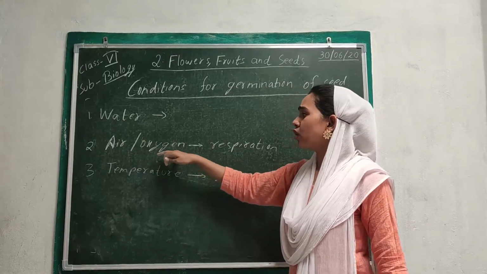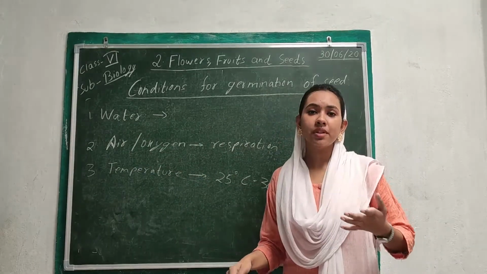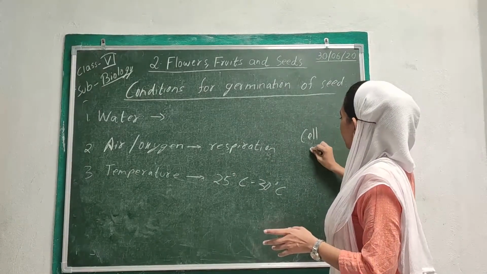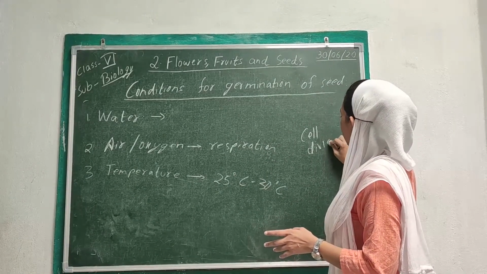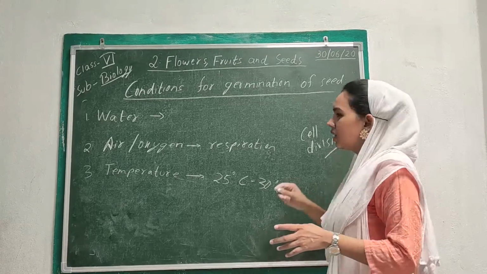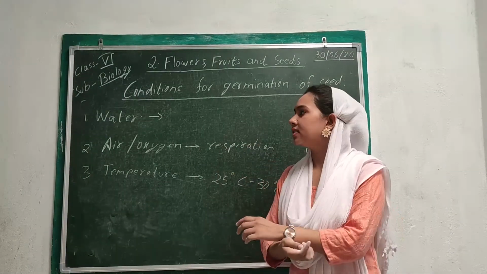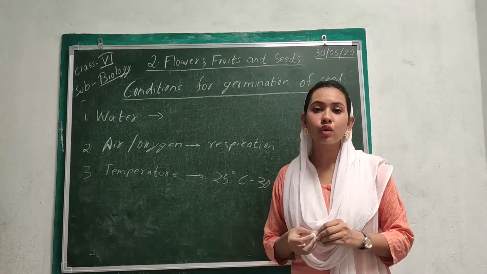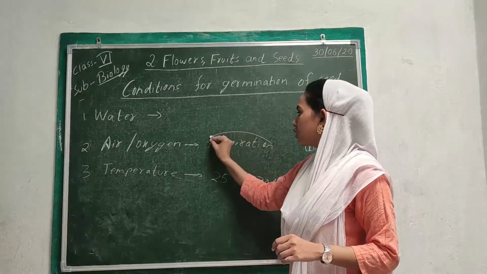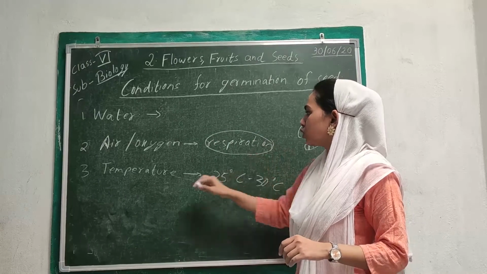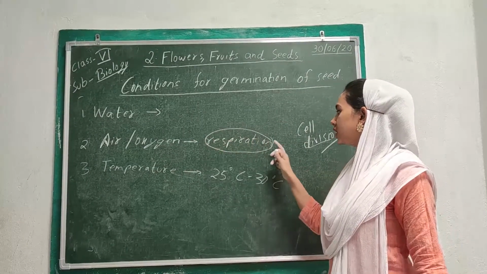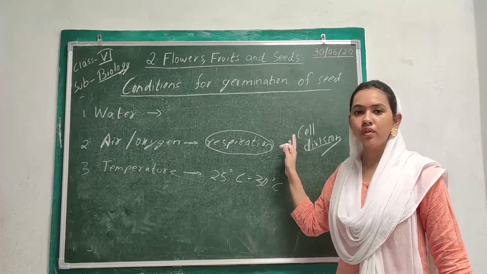Next is air or oxygen. Now as the seed is growing, we know what is happening. Cell division is happening, right? How is the seed growing? Obviously cell division is happening and many more cells are coming into existence. So for this cell division, energy is required. And how do we get energy? Through the process of respiration. So air or oxygen is needed for respiration, which in turn gives energy, which is required for cell division.